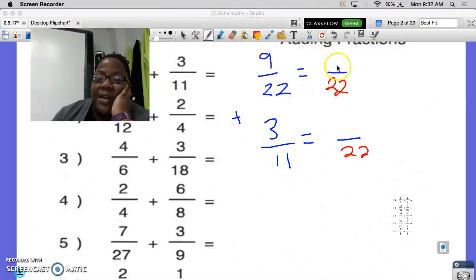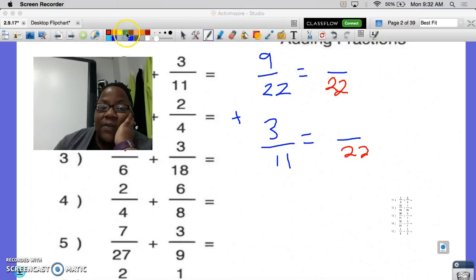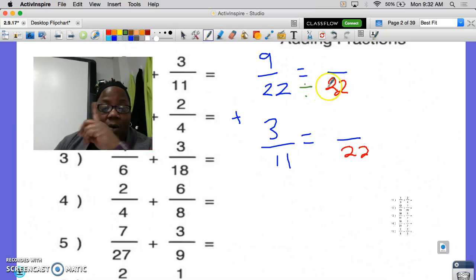Well, we need to figure out how to get the new top number. To do that, we do 2 things. The first thing we do is divide the denominators. 22 divided by 22. How many times will 22 go into itself? 1. Take that answer, multiply it with the numerator. 9 times 1 is 9.